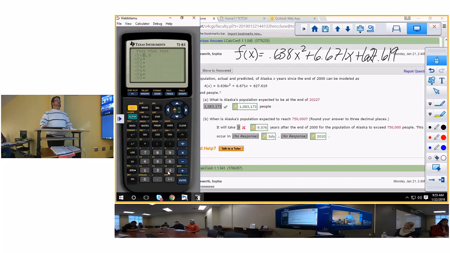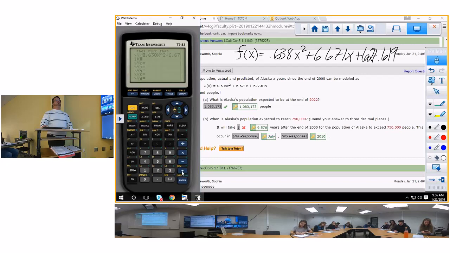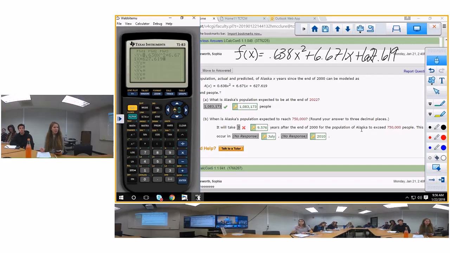So that's 0.638 x squared plus 6.671x. Make sure I type it in right. Plus 627.619. Somebody tell me, what's the y-intercept? 627.619. Y'all are gifted, okay?